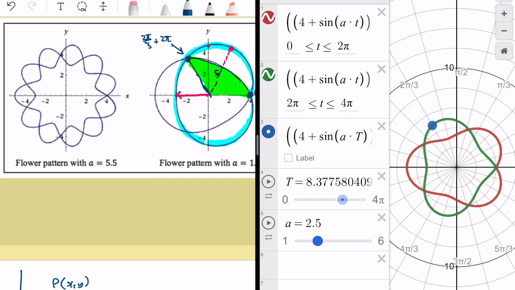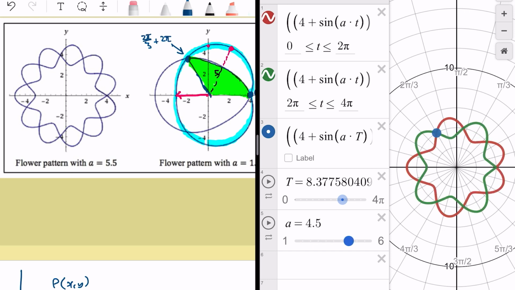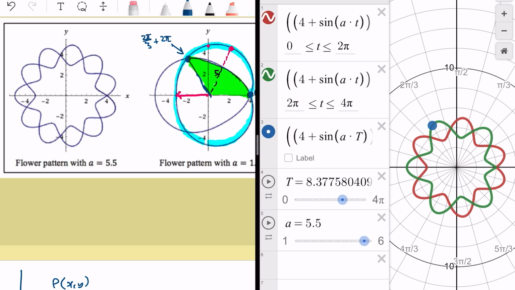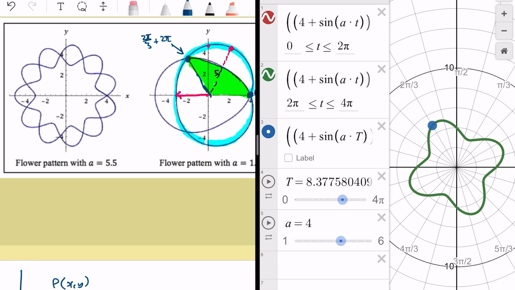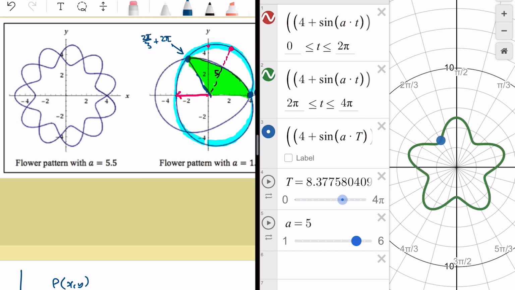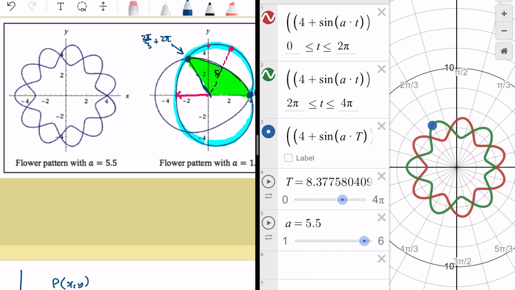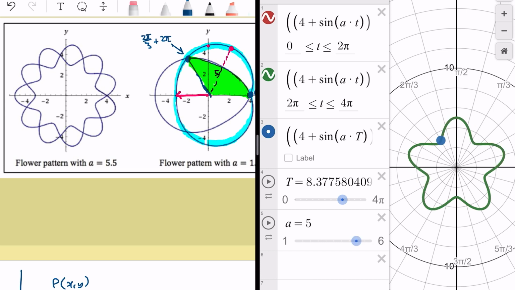The a value of 5.5 looks like that. Okay, so if you notice, all the whole numbers correspond to the number of petals, but all the fractional values generate two different curves, because when you go from 0 to 2 pi, you're kind of out of phase. Then the next time round you get a different curve, and then you're back in line with the starting point. Whereas with a whole value like that, when you go around from 0 to 2 pi, you're back to where you started.